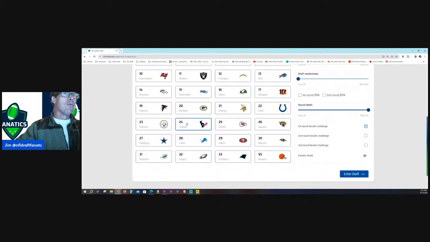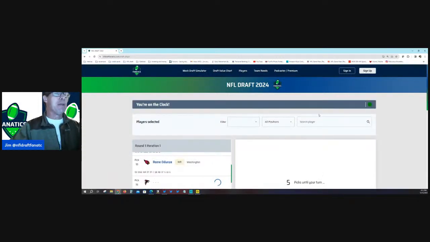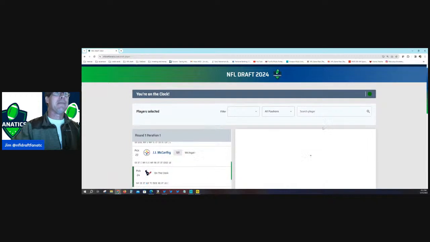Okay, so we have the Texans. We have first-round challenge. We're going to do 3 of these. A first-round challenge is 5 unique first-round picks. Each time I pick a player, they're moving up the draft card. So here's what I mean by that.